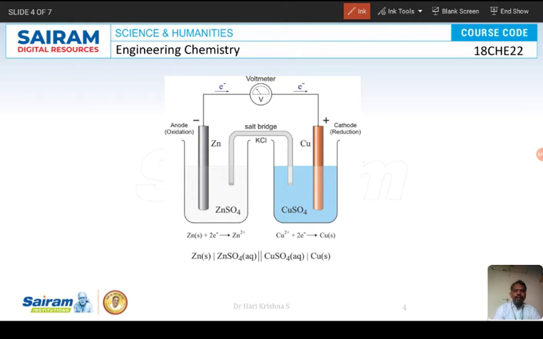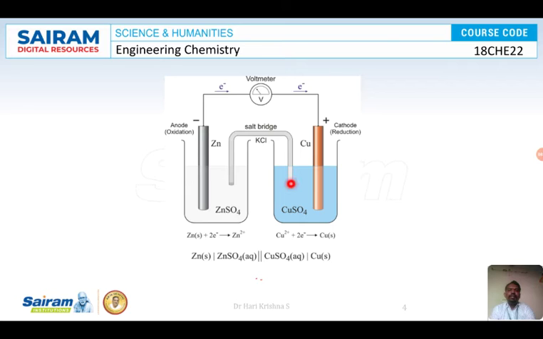So how do you represent a cell? This is a cell representation. The cell above is represented by this. The two vertical lines you have here represent the salt bridge. The left hand side of the salt bridge is the anode and the right hand side is the cathode.